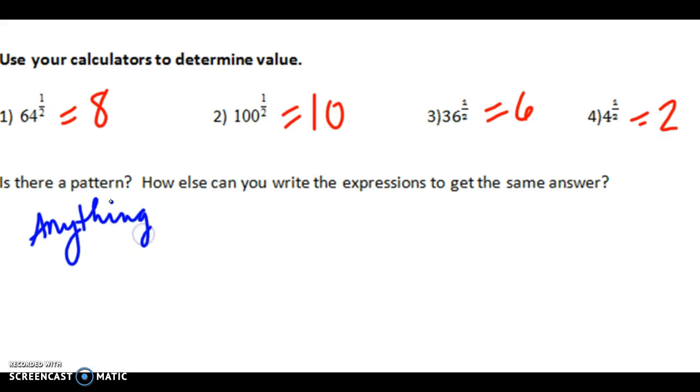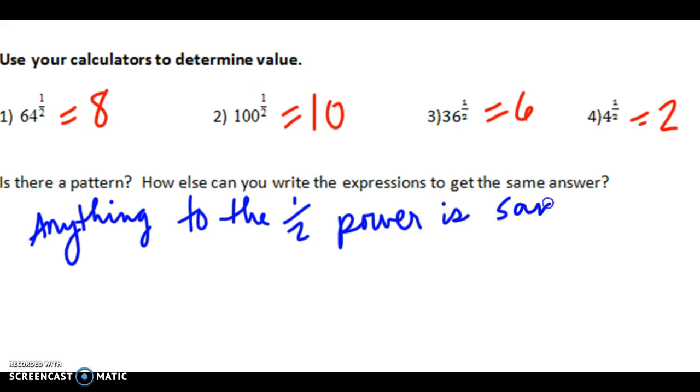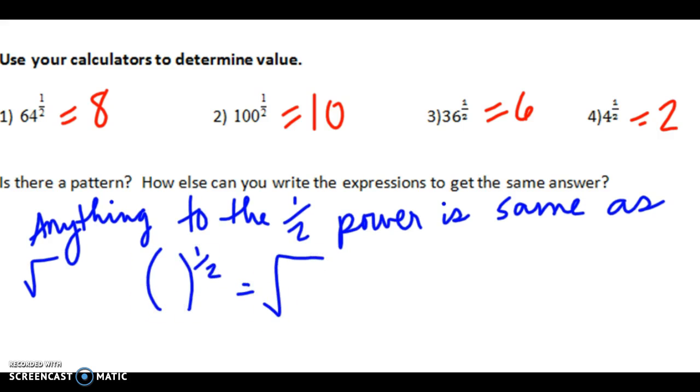Anything to the 1/2 power is the same as square root. So something to the 1/2 is equivalent to square rooting that something. So if you would square root 64, I did that, both cases will give me 8.